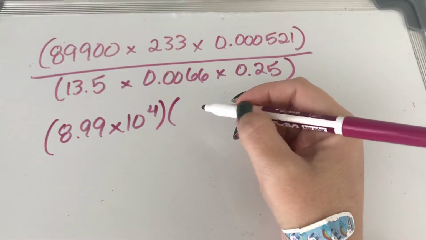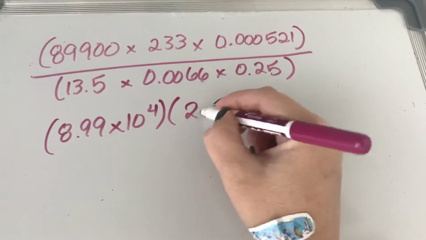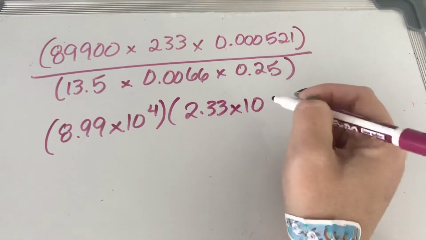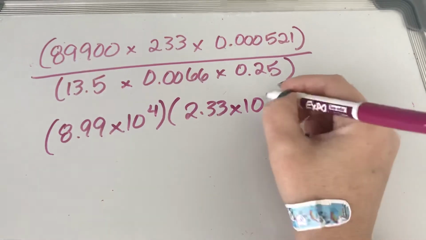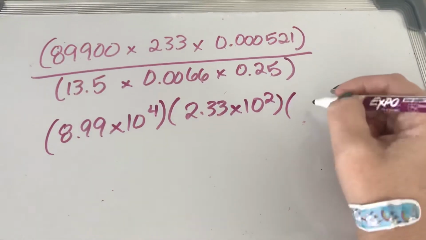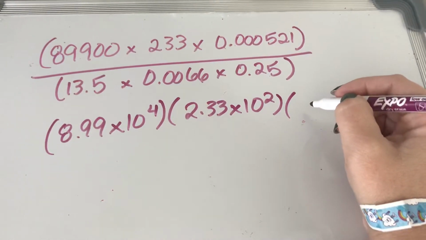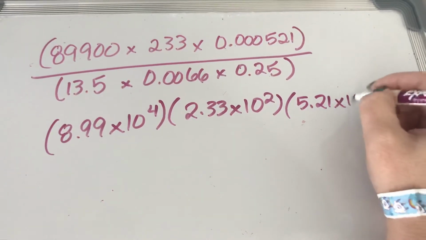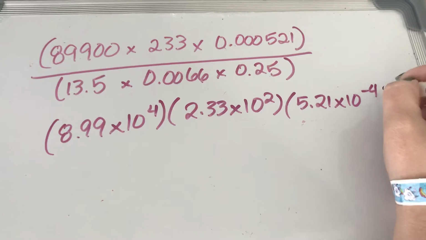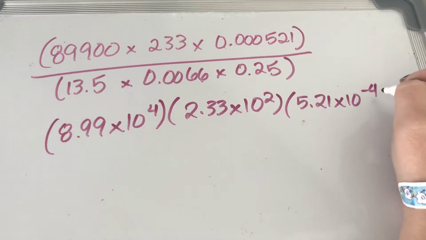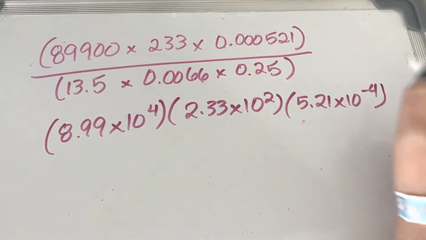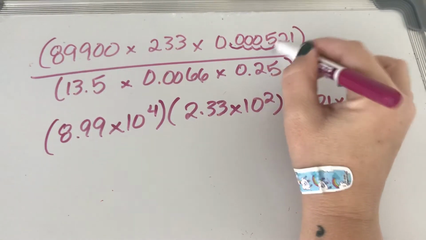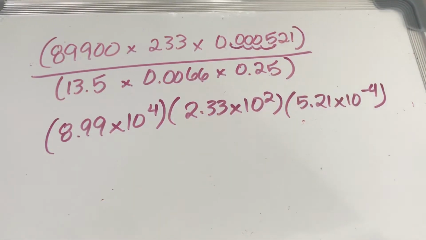What about the next one? 2.33 times 10 to the 2. Beautiful. 5.21 E negative 4. Beautiful. Oh, wait, you're right. Yep, you're good. So it'd be 1, 2, 3, 4, right, to move over there. Yep.